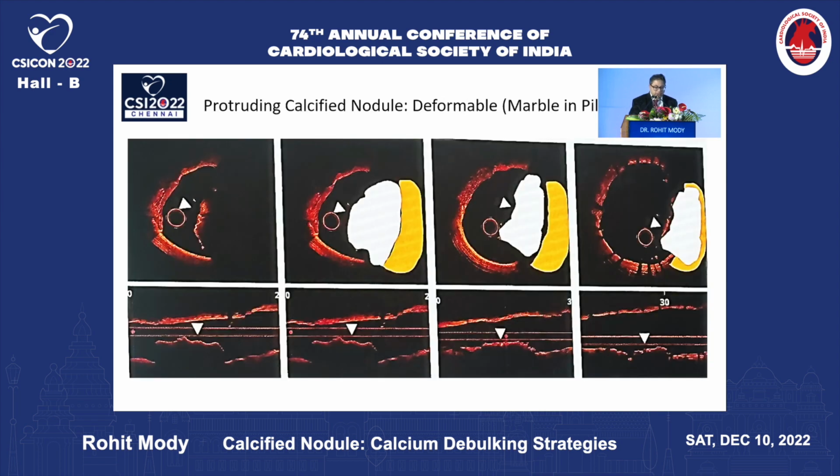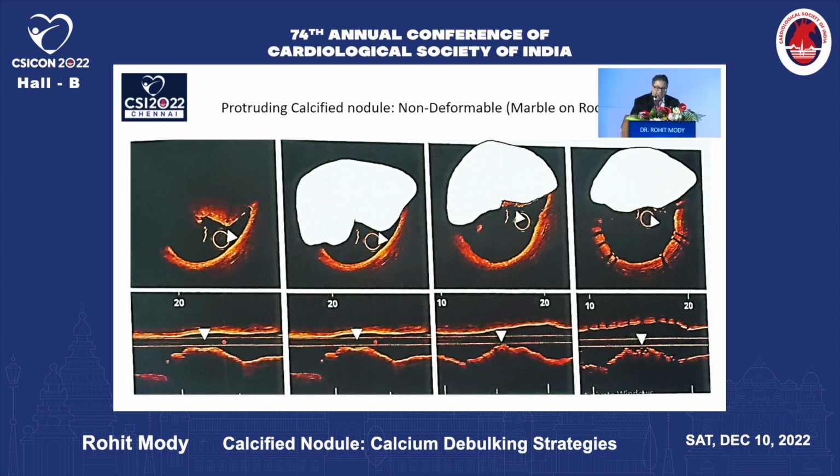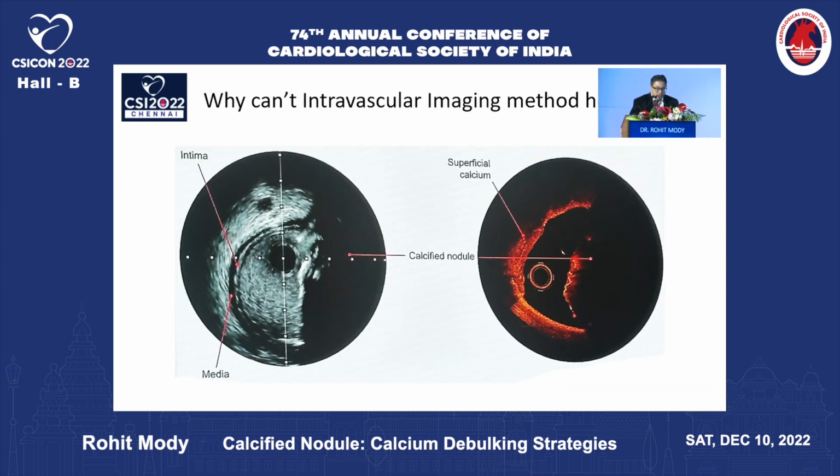So the protruding nodule, you can see in the diagram, is deformable. It is called marble in pillow. It can also be non-deformable, which is called marble in rock. So why can't intravascular imaging help? Because if it is superficial, you will be unable to see beyond it in the IVUS imaging.